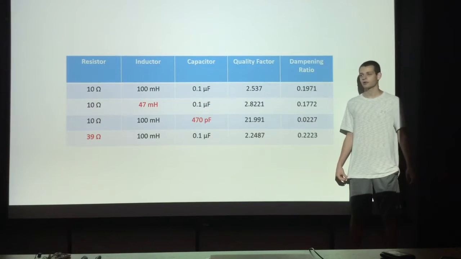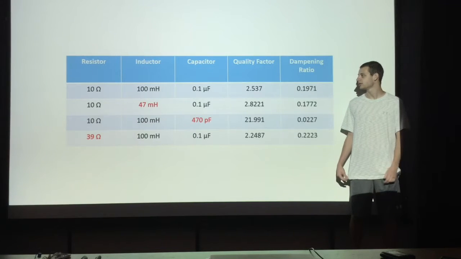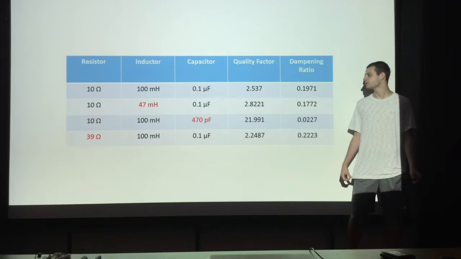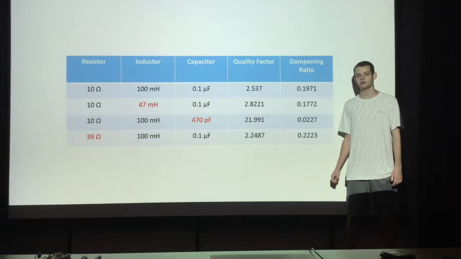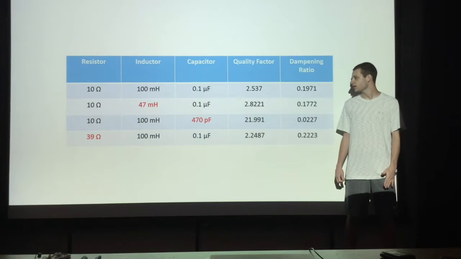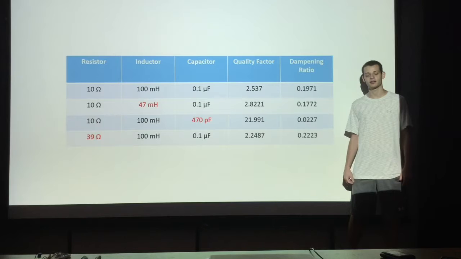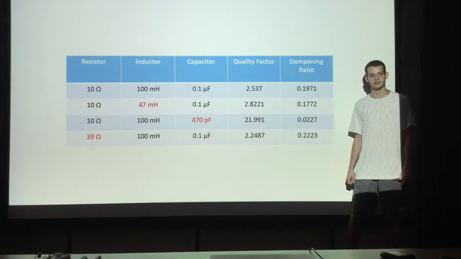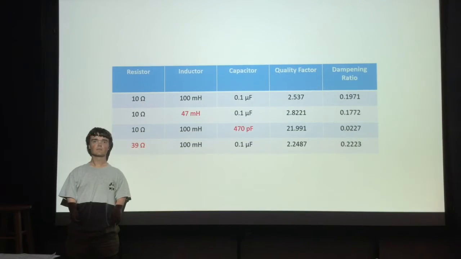To conclude, in our parent trial with our 10 ohm 100 millihenry 0.1 microfarad components, we found a quality factor of 2.537, our dampening ratio to be 0.1971, and then from there we changed one component each time. First, starting out with changing the inductor, we found our dampening ratio to decrease slightly. Then we changed our capacitor, which made our zeta value significantly decrease. And at the end, we increased our resistance, which caused our zeta value to slightly increase overall.